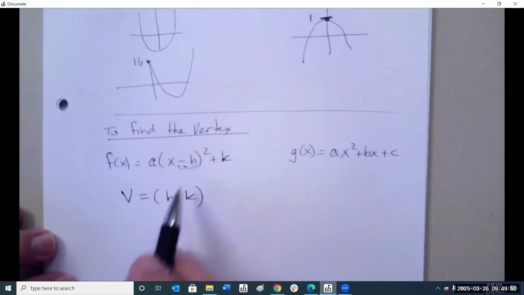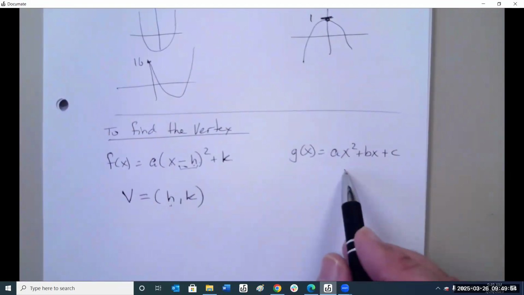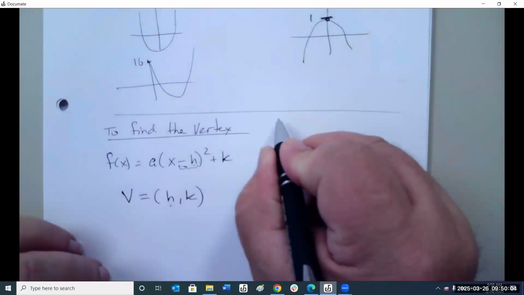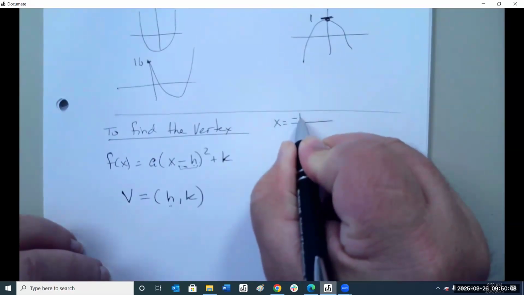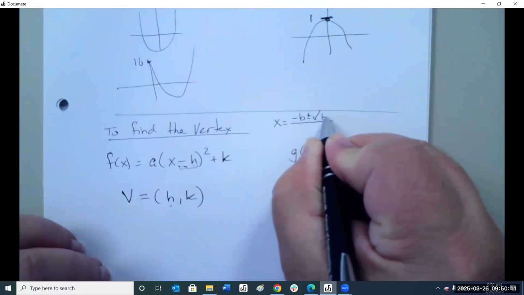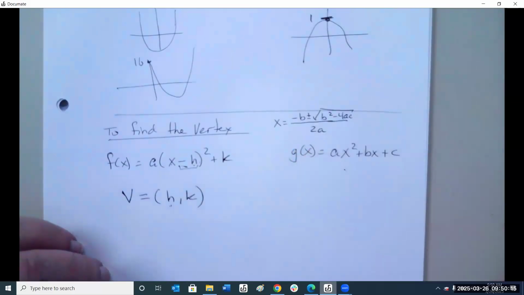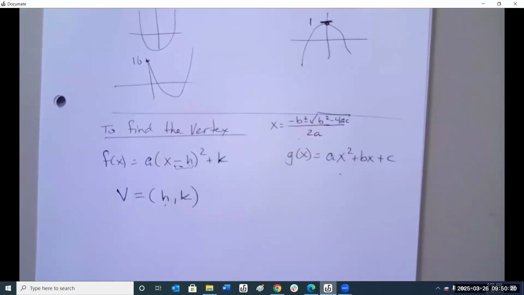Okay, so if it's in vertex form, it's super easy. Just look at the inside of the parentheses. If it's in standard form, we've actually found the vertex before with 2 parts. Remember this formula? Remember that formula? What's it called?